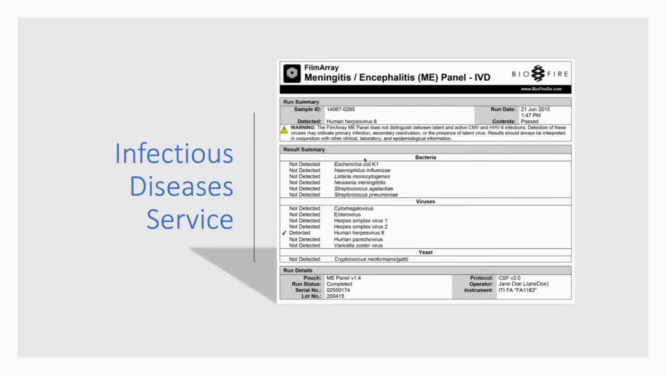Okay. I also showed them the results because I think it's really important for them to be able to see exactly what they're going to see on their screen, right? And you can't get much more simple than this: not detected and detected, right? I mean, rather straightforward. It's so simple, even an infectious disease physician can interpret this, right?